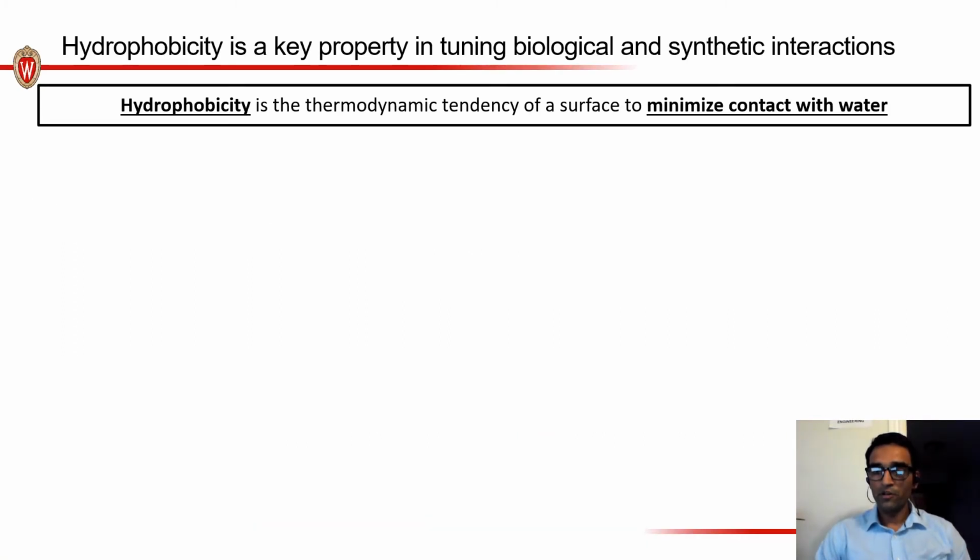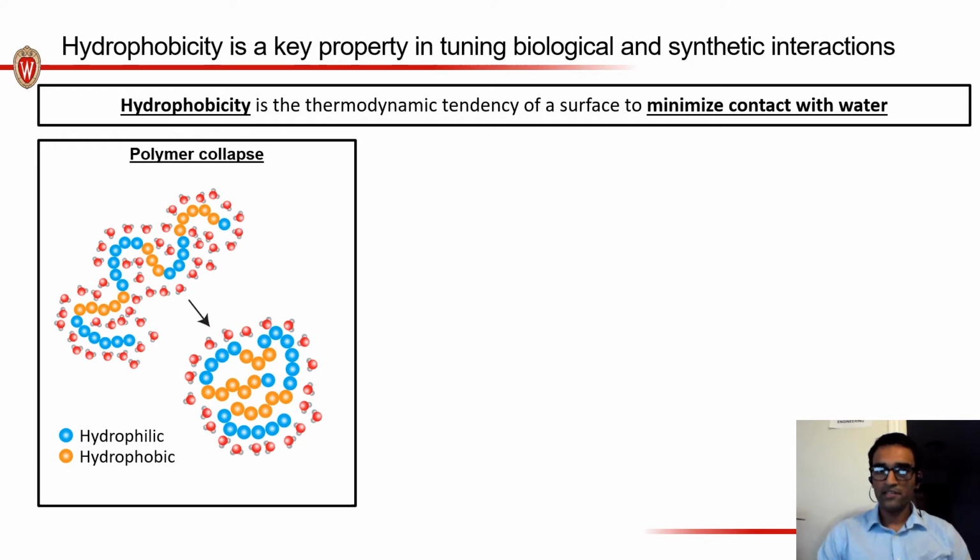The property that we're going to look at today is hydrophobicity, which is the thermodynamic tendency of a surface to minimize contact with water. So when you place two hydrophobic surfaces in water, they tend to aggregate and come together to minimize contact of the surface with water. One example of this is polymer collapse, where you have some hydrophilic domains and some hydrophobic domains, and the hydrophobic domains tend to come together and collapse to form a hydrophobic core, which minimizes the contact of these hydrophobic domains with the surrounding water molecules.